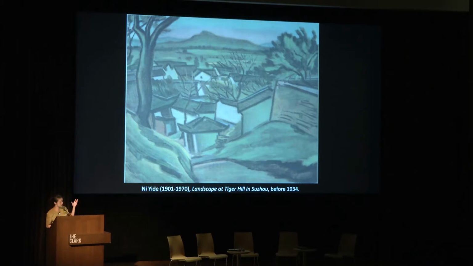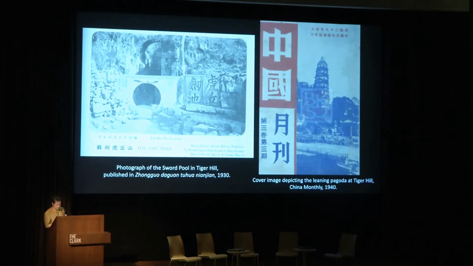So I think that using electronic databases present both challenges and opportunities to really reevaluating this period. This painting depicts the famous historic site, Tiger Hill in Suzhou, which is a popular day trip destination from Shanghai. Tiger Hill is famous for two main sites: the secret tomb of an ancient king marked by the sword pool, and the Song Dynasty 7-story octagonal leaning pagoda.